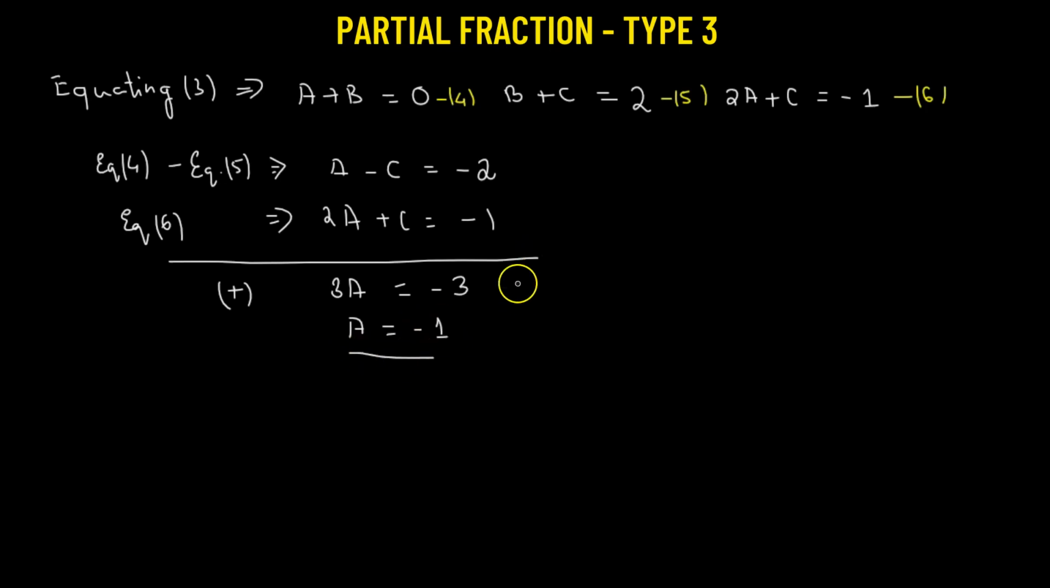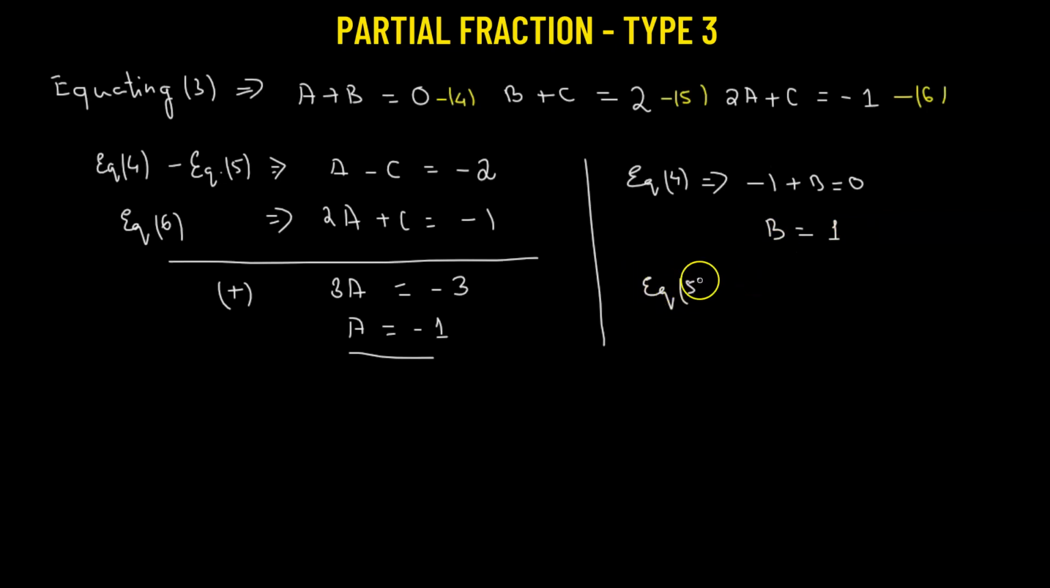Now we can use the value of A and substitute it in equation number 4. Equation number 4 becomes -1 + B = 0. Solving for B, we get B = 1. Then we can go to equation number 5, where B + C = 2, which means 1 + C = 2. Solving for C, we get C = 1. So we have now obtained the values of A, B, and C.